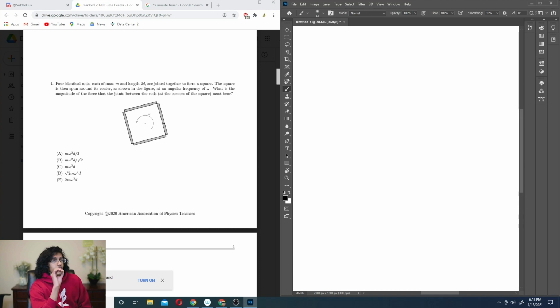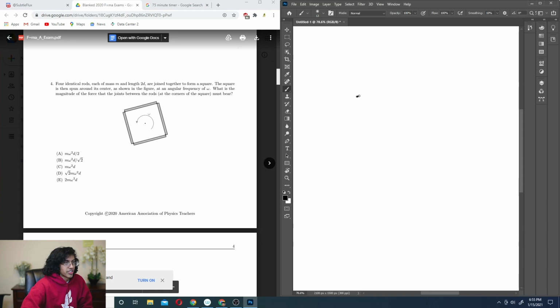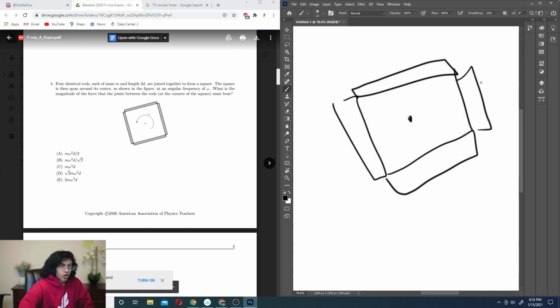Okay, so the rods want to move outward, right? So essentially, each of the corners has to exert a force on each of the rods to keep them from going outward. There's one moving this way, one moving that way. Basically you have the center, and all these things want to move away from the center. It's like centrifugal force, which is obviously a fictitious force, but it still is important.